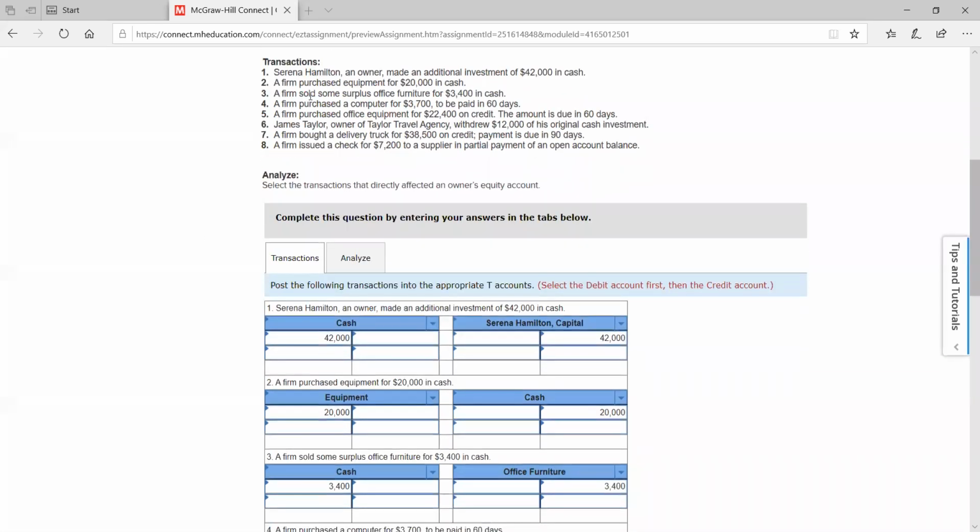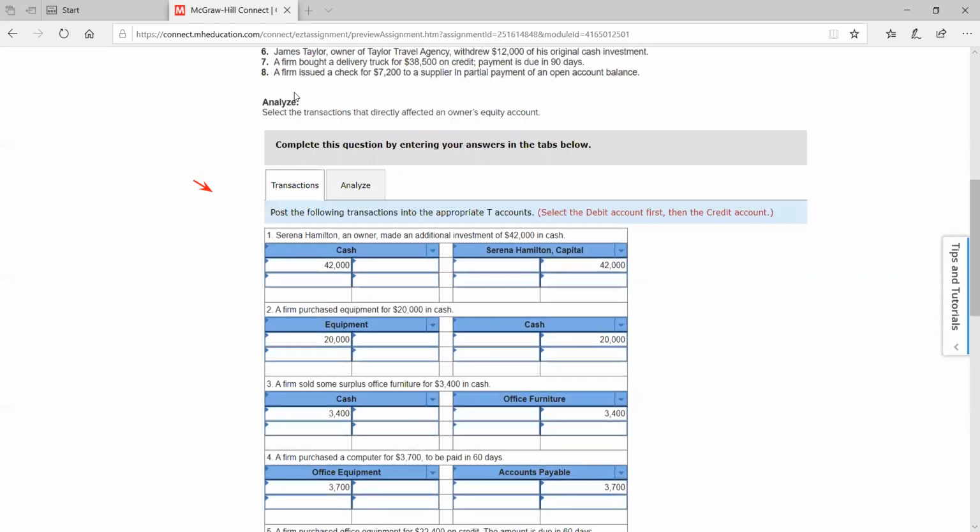All right, third one says you sold some surplus office furniture for $3,400 in cash. So you're going to increase cash $3,400, that's an asset, and then decrease office furniture, which is a credit because it's another asset, of $3,400 as well. Number 4, purchased a computer for $3,700 to be paid in 60 days. So that's going to be accounts payable. Your computer is going to be an asset. It looks like they want you to use office equipment as the name. So they debit office equipment, asset, and then credit accounts payable, which is your liability. So again, that's number 4.